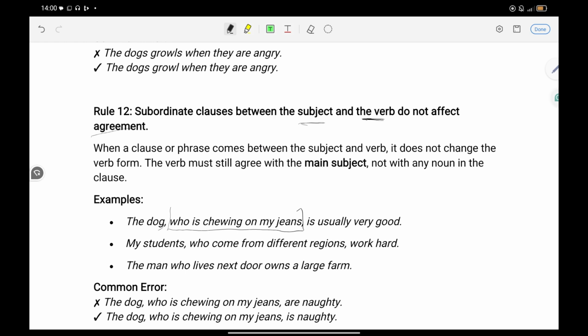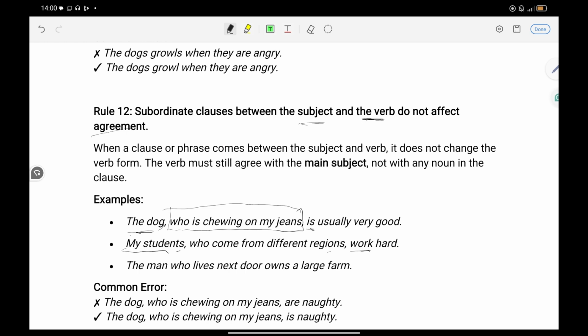Look at this one. The dog who is chewing on my jeans is usually very good. You see, the subject agrees with the verb. The dog is usually very good. Do not let the subordinate clause distract you. Look at this. My students who come from different regions work hard. So it is my students work hard.